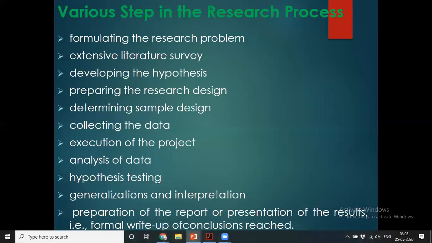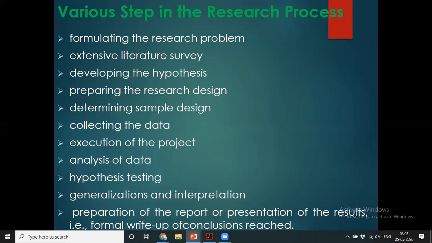These are the various steps in the research process we have already discussed. That was the broad one. It was in details. It has been given out here. I'm just pointing out all the points. Formulating the research problem, I've already discussed.